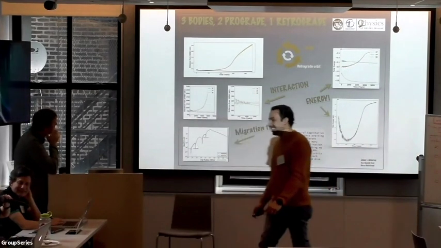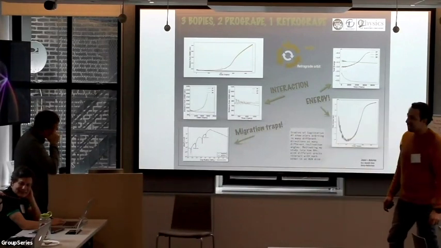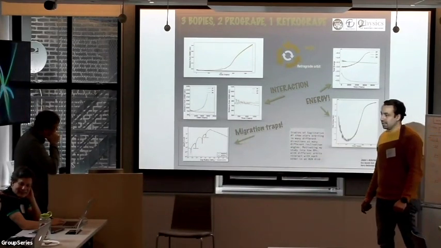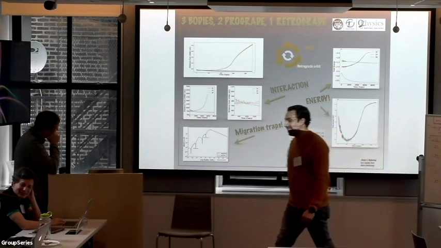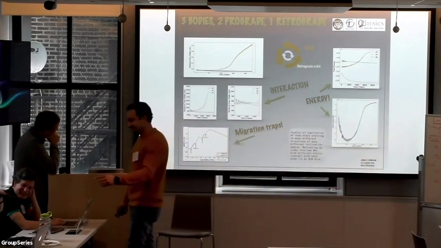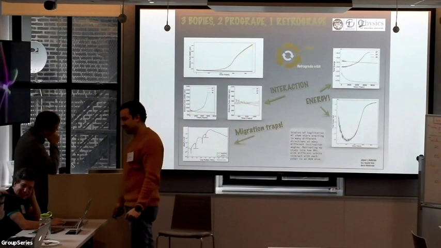Just to clarify for everybody, what are the assumptions that go into this model? What kind of code are you using? What's going on? How does the migration trap actually show up in this model?